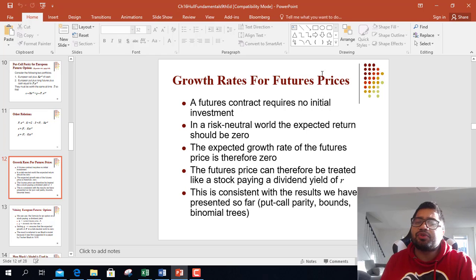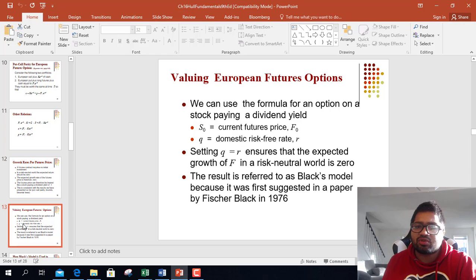Now, growth rate of future prices. A futures contract requires no initial investment. In a risk neutral world, the expected return should be 0. The expected growth rate of the futures price is therefore 0. The futures price can therefore be treated as a stock paying a dividend yield of R. This is consistent with the result that we have represented so far.